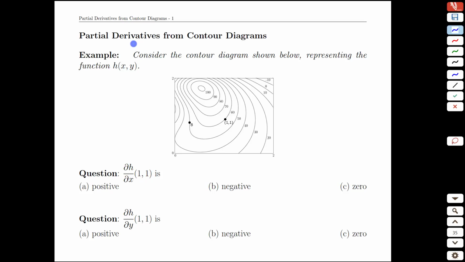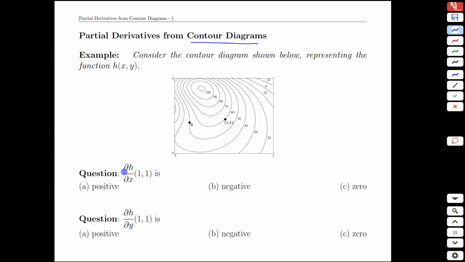In this video, we're going to explore how partial derivatives can be estimated from contour diagrams. We've seen it from tables and from formulas, but what about graphical information? Well, imagine looking down on a surface and seeing this topographic map, or the contour diagram, or the set of level curves for a function.